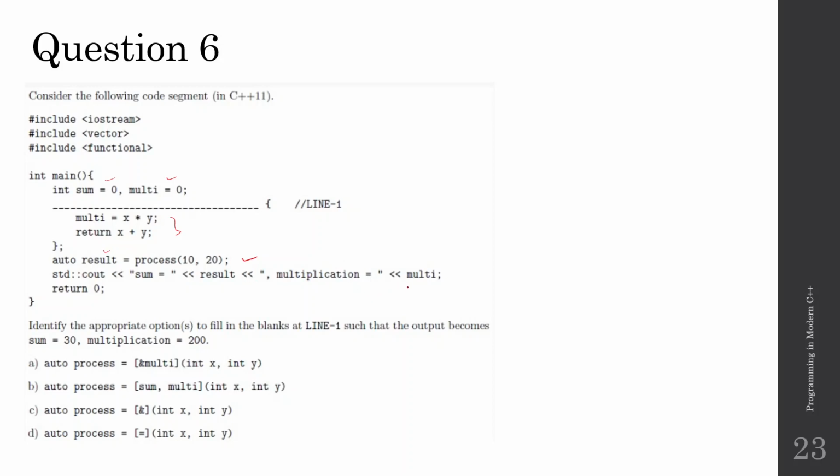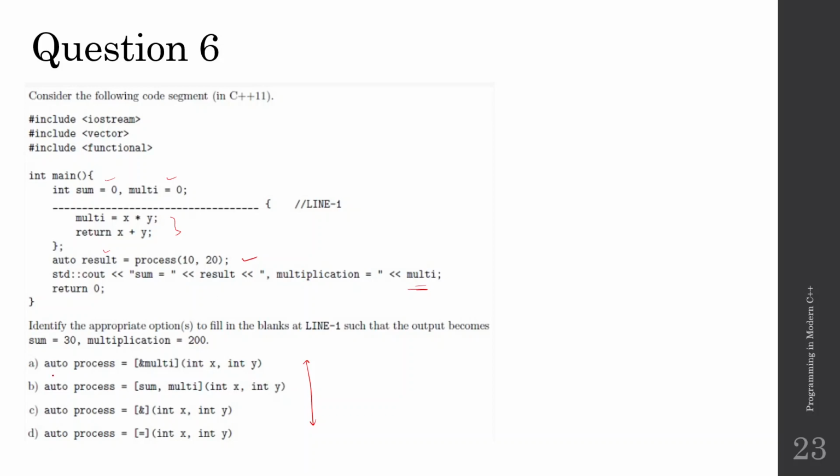We will have to somehow get this multi variable. The multi variable has to be accessed from within the lambda function. So how do we do it? As you know, when we have to access the context, we have to pass it in the capture list. So now here there are four lambda functions.